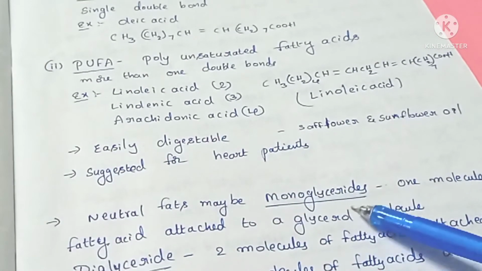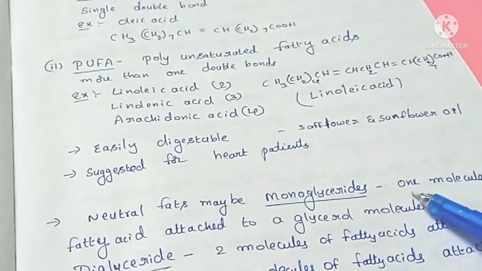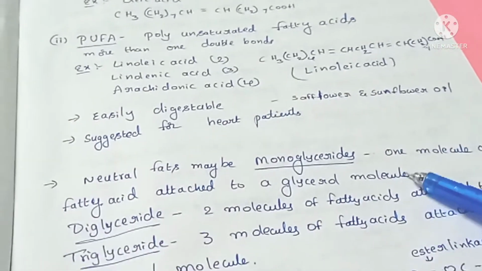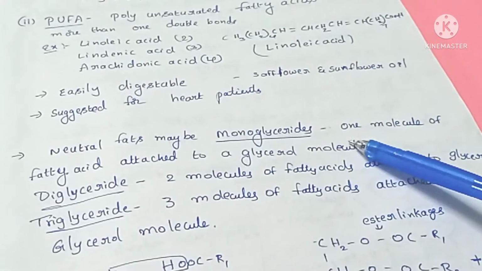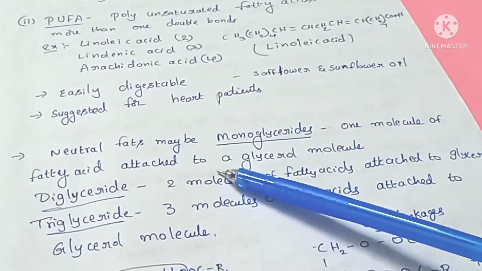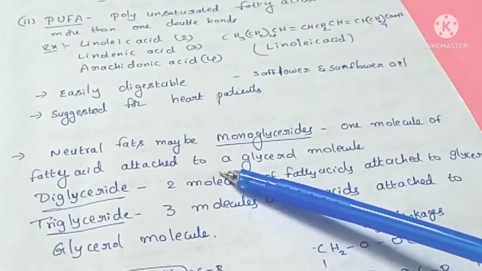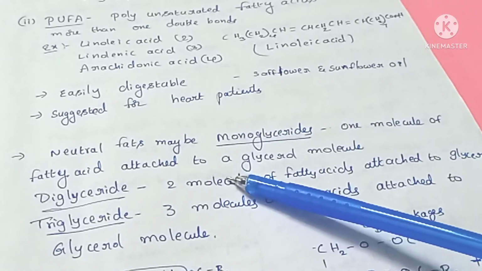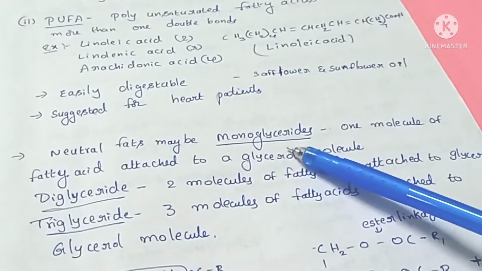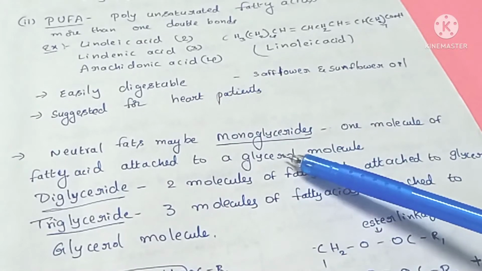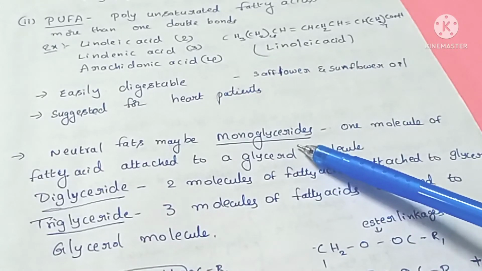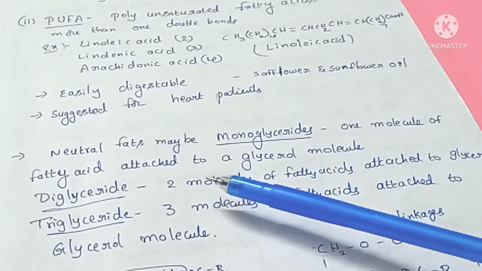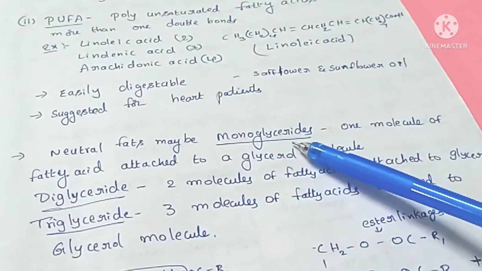They may be monoglycerides. That means they consist of only one molecule of fatty acid, so glycerol with only one fatty acid. We have already studied the fat molecule. It consists of one glycerol, and it may consist of 1 to 3 fatty acids, right? Depending upon the number of fatty acids attached, these neutral fats were classified into 3 types: monoglycerides, diglycerides, and triglycerides.